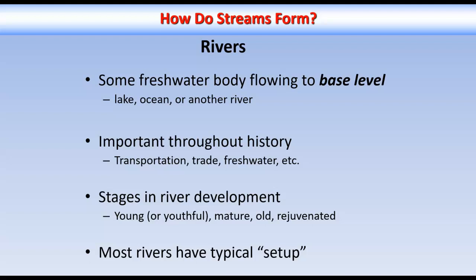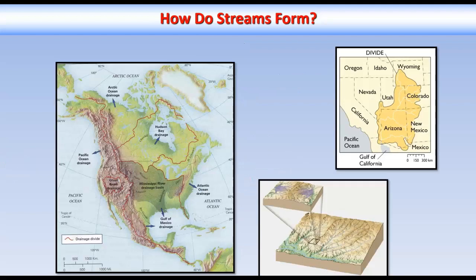And then as it moves down toward its final base level, we get a maturing of the stream, we get old streams. Potentially, we can rejuvenate streams, which means that we can take that kind of old shape that's developed and make it look more youthful again. But each river has a typical setup, and we'll go through some of the parts here.